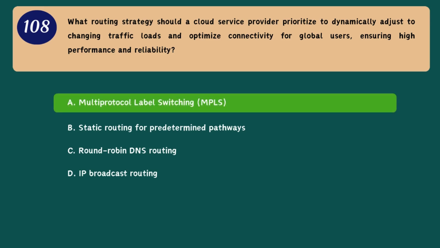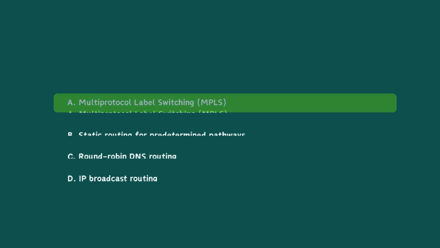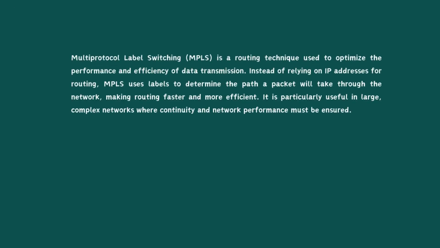Correct answer. A. Multi-protocol label switching. Multi-protocol label switching is a routing technique used to optimize the performance and efficiency of data transmission. Instead of relying on IP addresses for routing, MPLS uses labels to determine the path a packet will take through the network, making routing faster and more efficient. It is particularly useful in large, complex networks where continuity and network performance must be ensured.